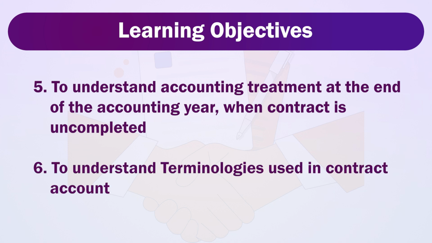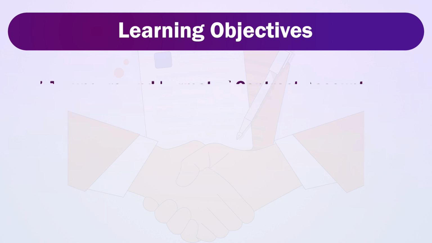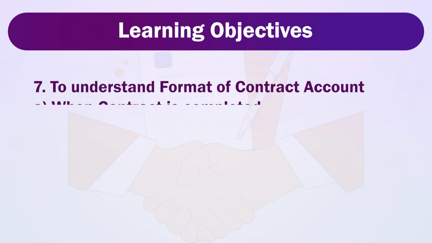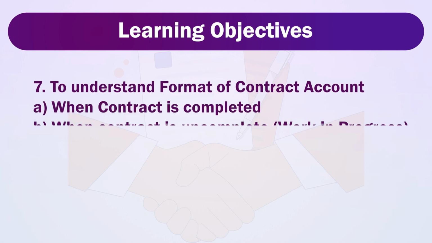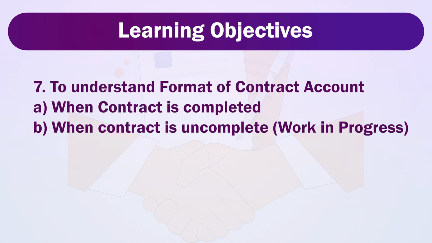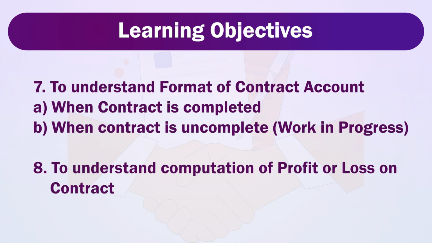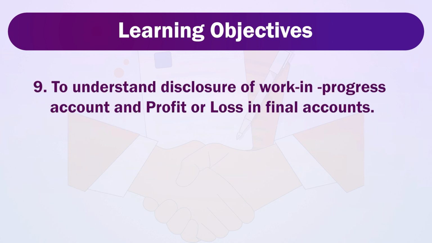Number 6, to understand terminologies used in contract account. Number 7, to understand format of contract account in case when contract is completed and in case when contract is incomplete, that is work in progress. Number 8, to understand computation of profit or loss on contract. Number 9, to understand disclosure of work in progress account and profit or loss in final accounts.